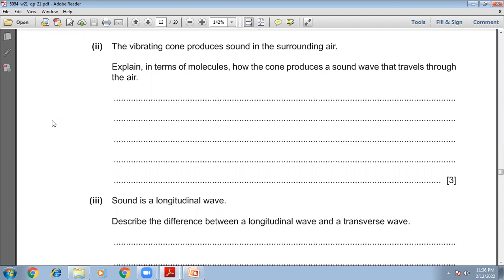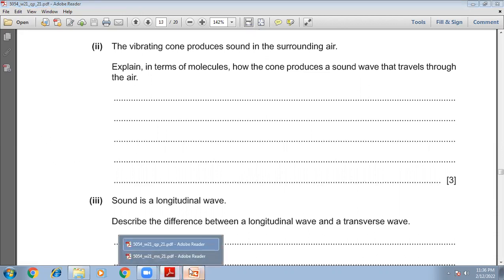You see, very simple. When the cone moves forward, it creates a compression in the adjacent layer, and when the cone moves backward, it creates a rarefaction in the adjacent layer. Because the cone continues to vibrate, compressions and rarefactions are continuously produced in the adjacent layers. So in the adjacent air, compressions and rarefactions are produced. This creates a longitudinal wave in the air. So that's how the sound is produced in the air.